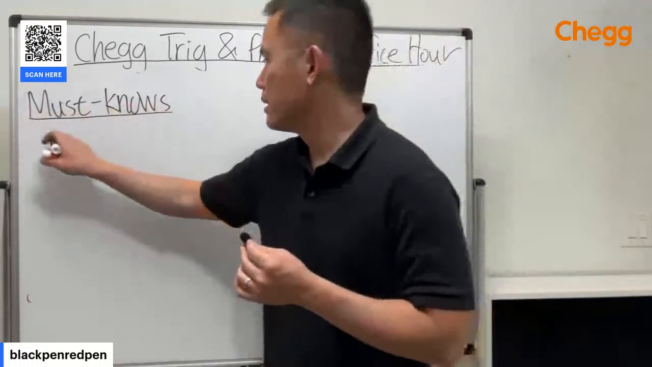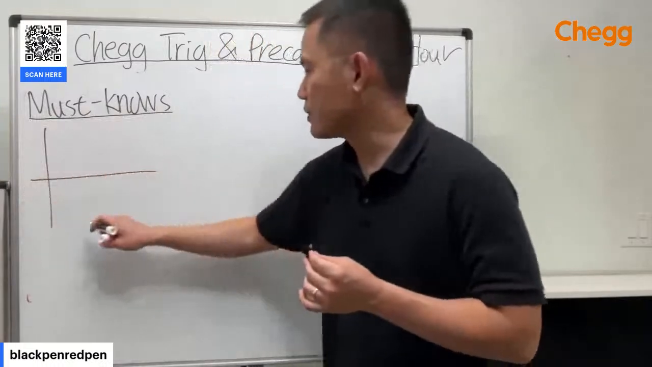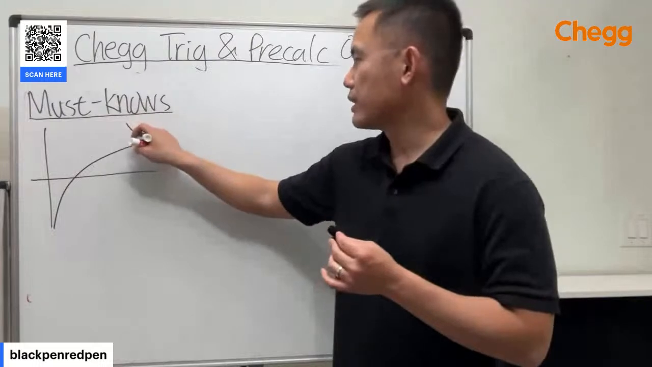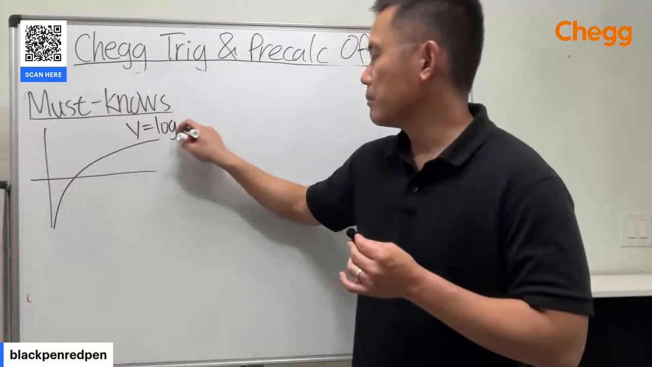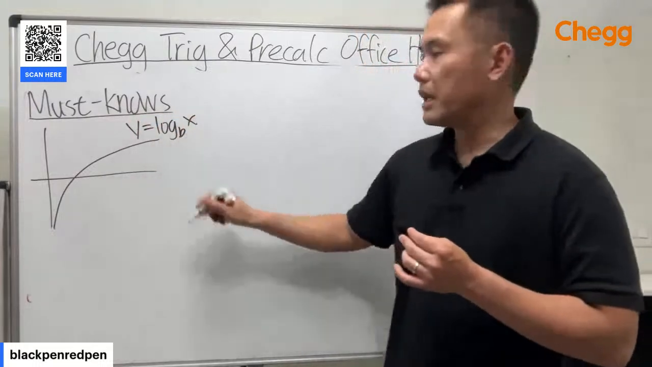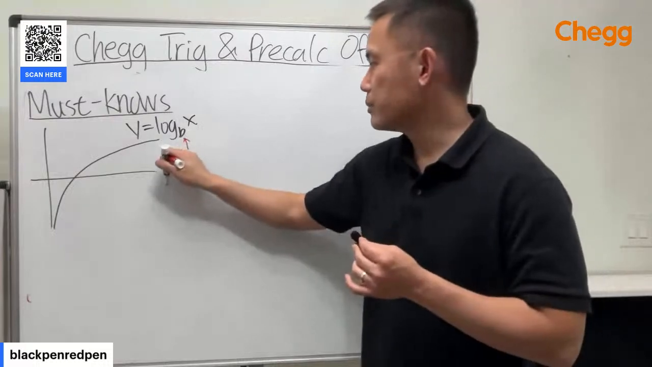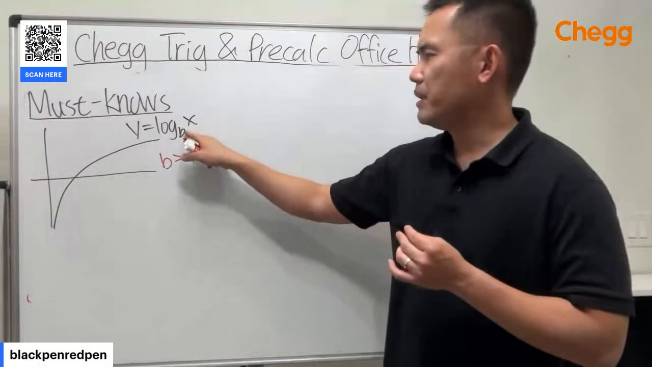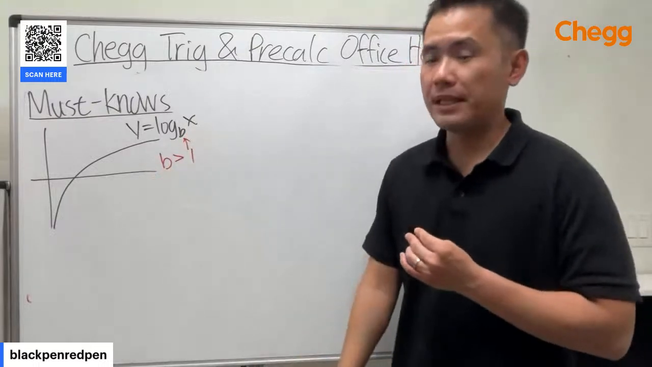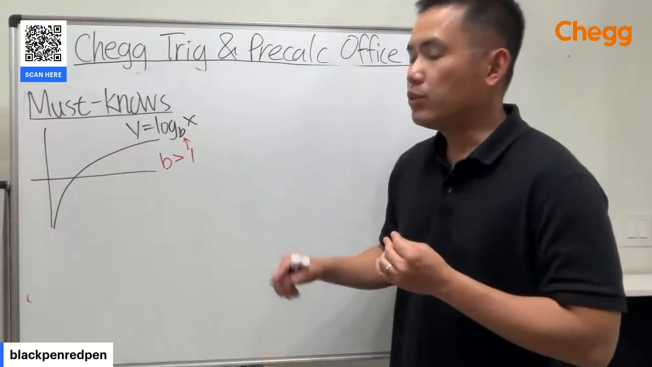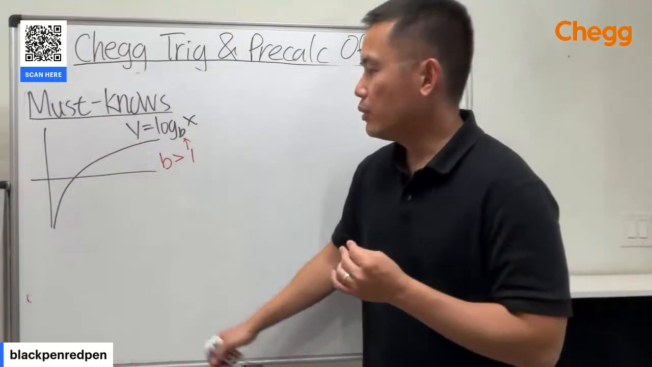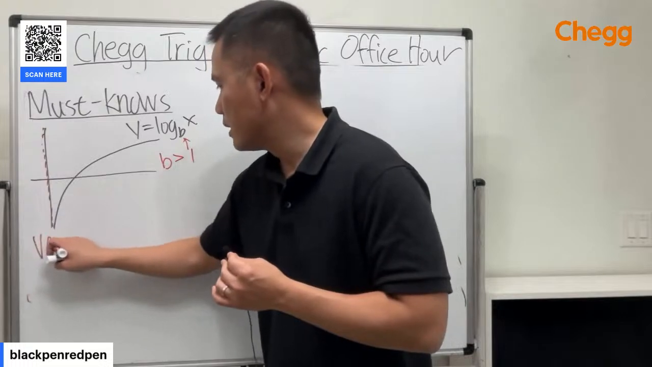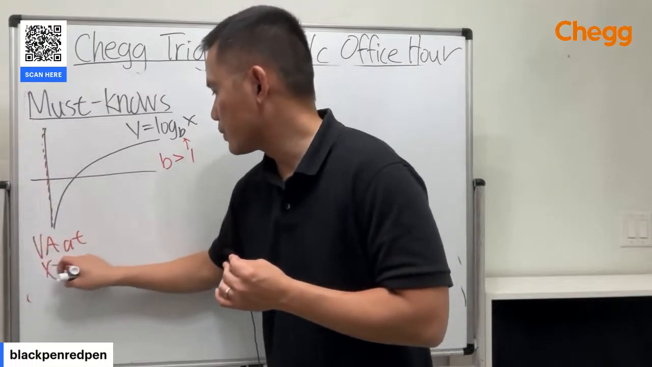Firstly, if you have a log function, the graph will look like this. We'll just write this as y is equal to log base b of x. Here though, b has to be greater than 1, because if b is like 1/2, the shape is not going to be like this either. Notice how here we have a vertical asymptote at x equal to 0.